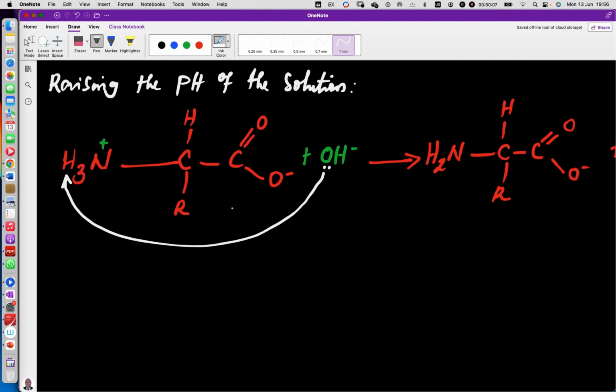And usually it has a pH of 5 to 6.5. And this molecule as a whole is electrically neutral. When there is no overall charge, when neither the positive nor the negative charge is dominating, when they are just equal, we call it the isoelectric point. And at this point, we say the molecule as a whole is electrically neutral.